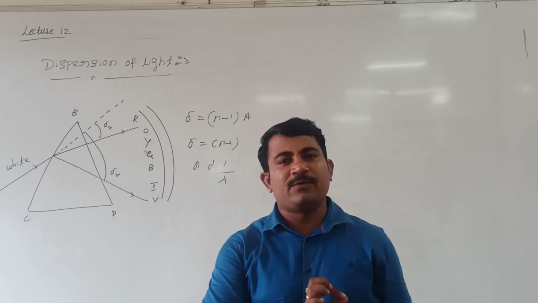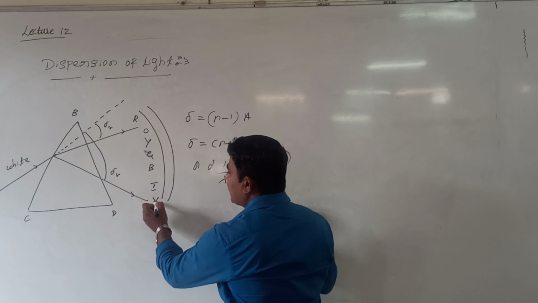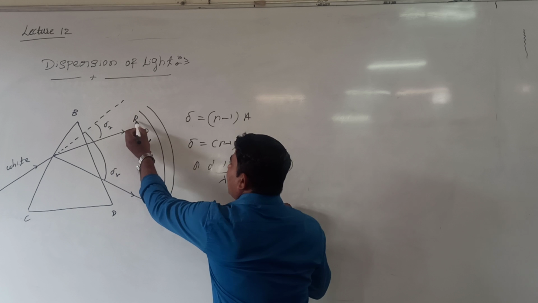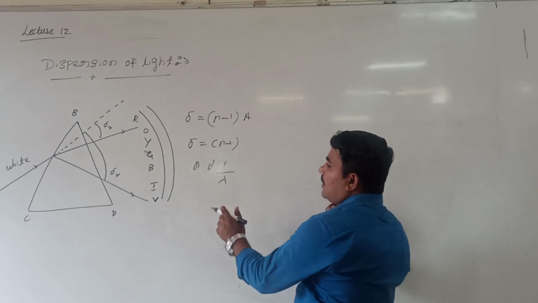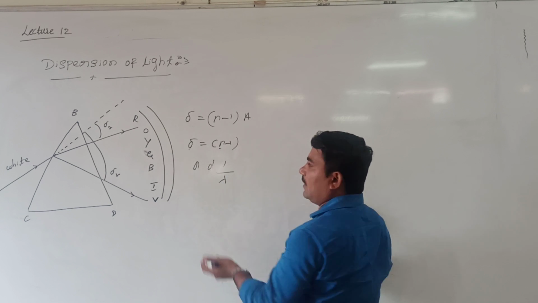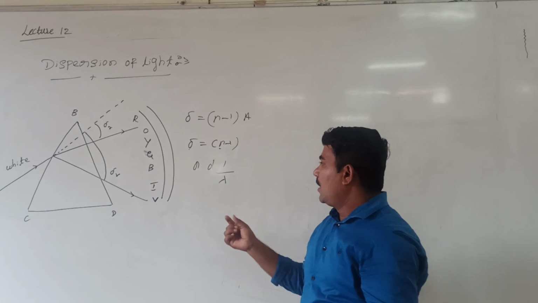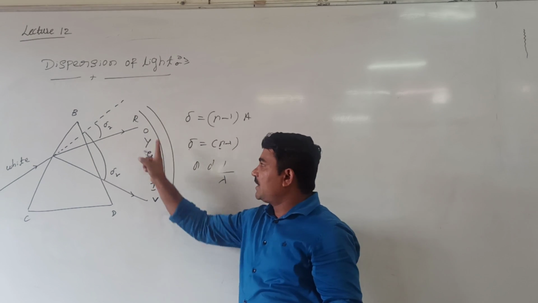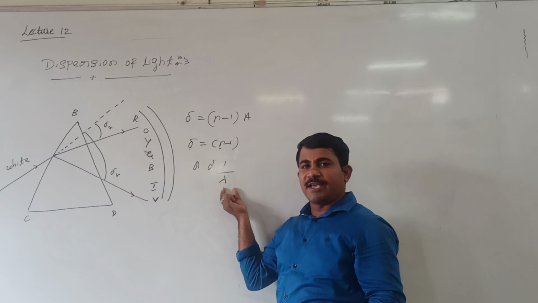Inversely proportional to wavelength. See here. We know that violet light has a minimum wavelength and red light has the highest wavelength. Are you following me? If the refractive index is more, the deviation is more; the lesser the refractive index, the lesser the deviation. Remember this point. Now, out of 7 colors, red color has the highest, I mean longer, wavelength.